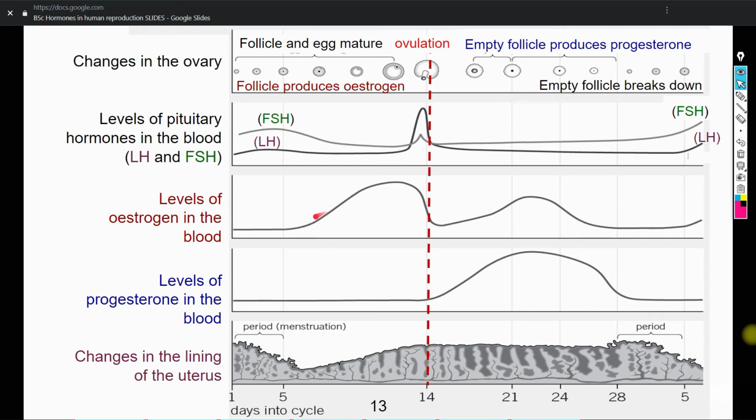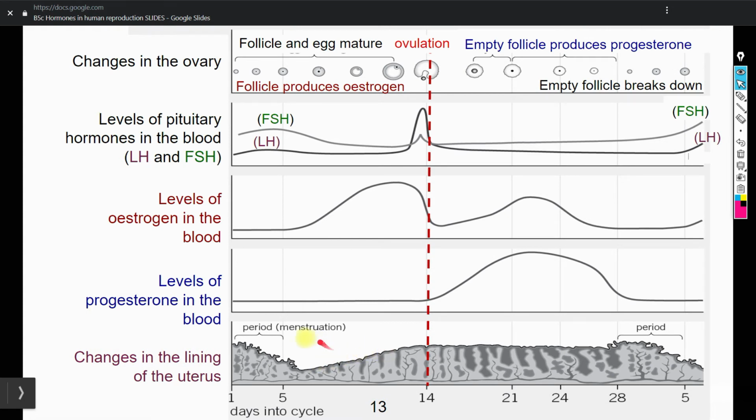Now look at this, as the estrogen goes up. Well, actually the estrogen does a couple of things. It causes the lining of the uterus to thicken. So this bottom graph here just shows changes in the thickness of the lining of the uterus.